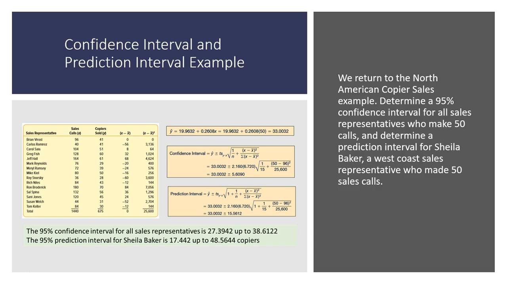So we're going to insert the values into our formula and we solve, and our prediction interval is 33.0032 plus or minus 16. And then our confidence interval is 33 plus or minus 6. So the thing that I want you to notice here is that the interval for the individual is quite large, which is much larger than the interval for all of our sales representatives combined.